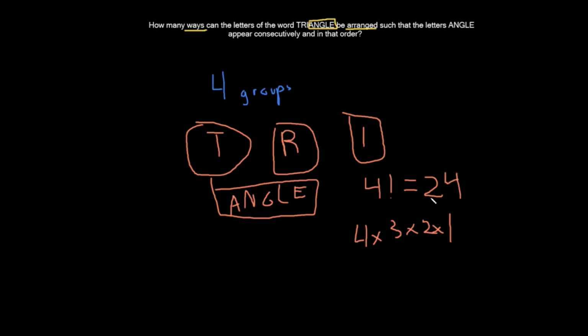So there are 24 ways the letters of the word TRIANGLE can be arranged such that the letters ANGLE appear consecutively and in this order. So if you got 24, you were correct. Now, let us move on to the next problem.